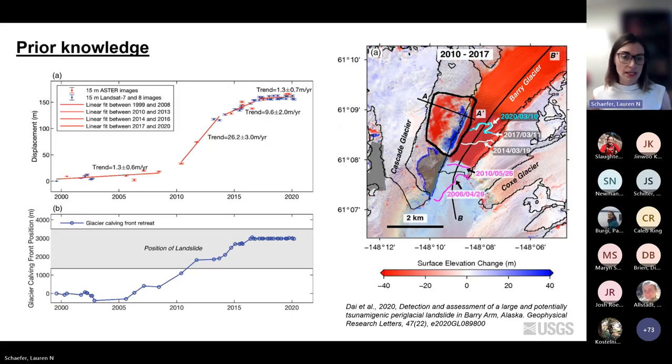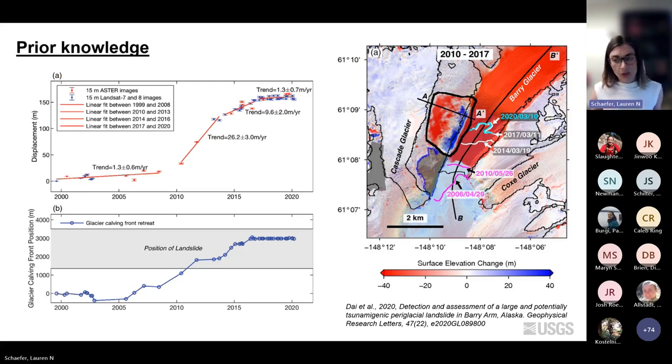Prior to our study, Dye et al. in 2020 described landslide and glacial movement. On the top panel here, we have landslide displacement versus time. On the bottom, we have glacier calving front position, also versus time. When this glacier really started moving after 2005, shortly after that, we see a drastic increase in landslide velocity, moving from about 1 meter per year to 26 meters per year. And then when the glacier slowed down again, they saw a slowdown in landslide velocity.